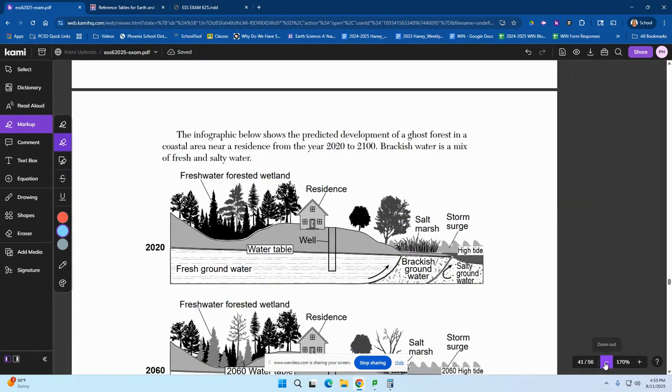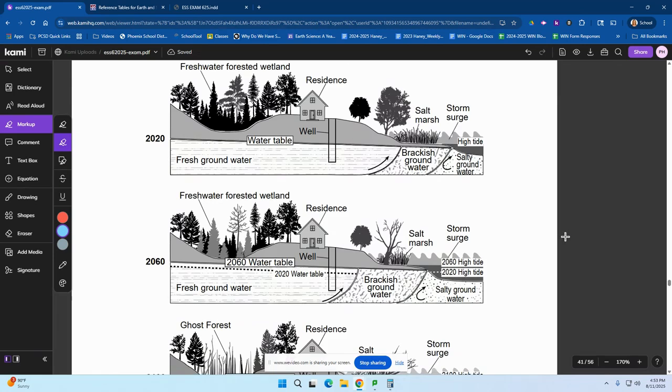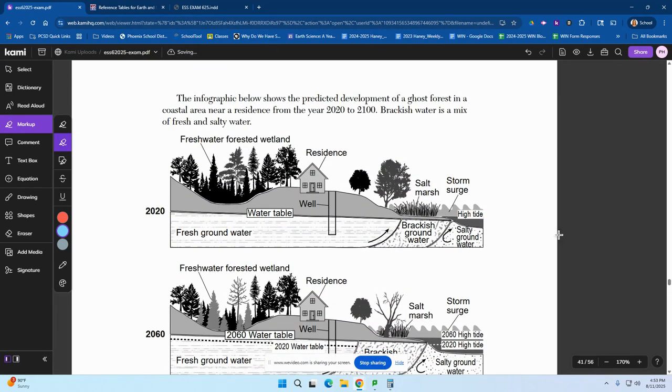Okay, our next one gave us another model here. It says the infographic below shows the predicted development of a ghost forest in a coastal area near a residence from the year 2020 to 2100. Brackish water is a mix of fresh and salty water. So they're telling us it's a prediction, so it's showing us into the future. They clarified that brackish water means salty. So I'm just going to look at what happens from one picture to the next.